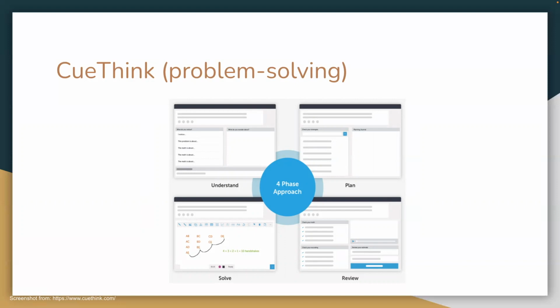In each phase, students are prompted to answer various questions and to complete different tasks. For example, in the understand phase, students are prompted to answer the questions of what do you notice, what do you wonder, and for these questions, students are encouraged to provide text-based responses. For another example, in the solve phase, students are provided with a whiteboard and tools such as number line and tables to demonstrate their solution. After solving the problem using the whiteboard, students are asked to record a screencast, narrating their problem-solving process and explaining the solution. In the review phase, students are asked to enter the final answer and to check their work.